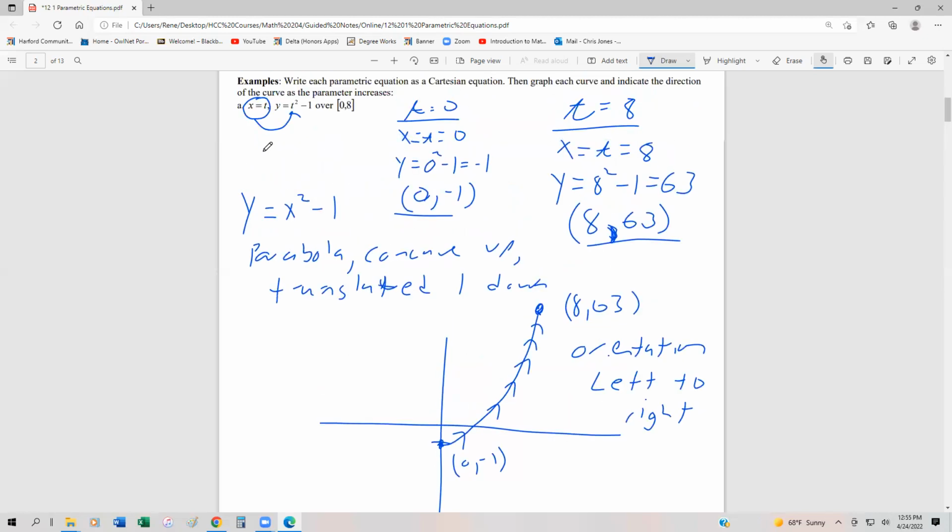Now, this one was really easy because it was given to us already as x equal to something in t, but it's not always that easy. So let's take a look at a few more examples that might not be as easy to work with.